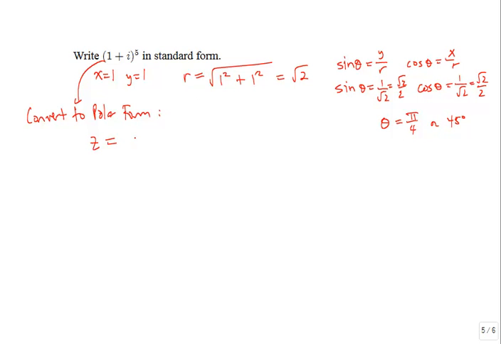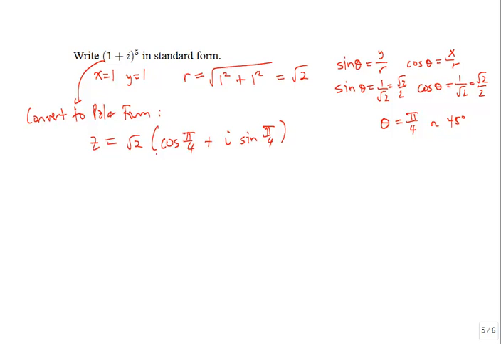It's going to be this r, which is our root 2, times cosine of our angle. Now, most of the examples in this problem use degrees, so I'm going to show you one with radians. So I'll leave it as pi over 4 plus i sine of pi over 4. So this is the polar form of that complex number.